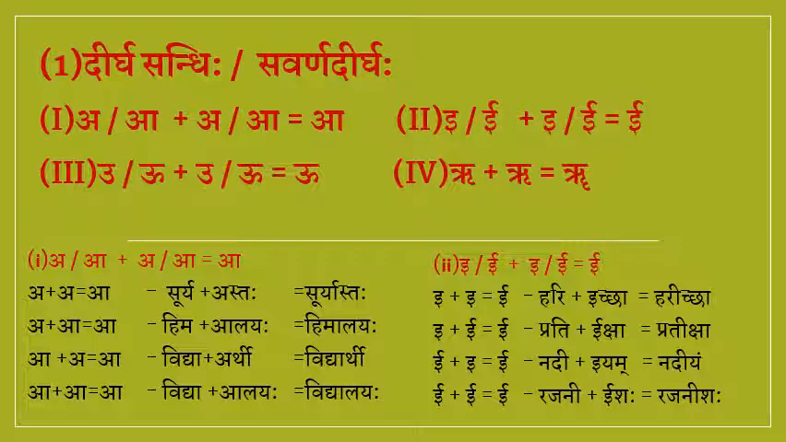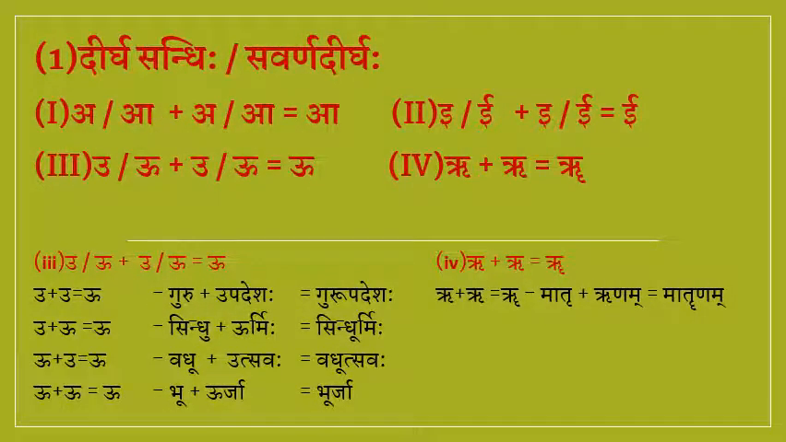In the same way for i: Hari plus Icha, Haricha; Prati plus Iksha, Pratiksha; Nadi plus Iyam, Nadiyam; Rajani plus Isha, Rajanisha. So 2 combinations are over. Now we'll move on to the 3rd and 4th combinations in the next slide.